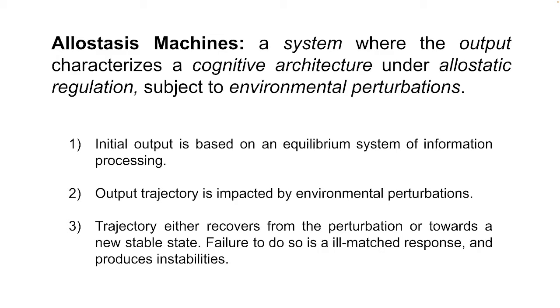Number two is that the output trajectory is impacted by environmental perturbations. So those red arrows in the diagram I showed before are environmental perturbations, and those can be things in the external environment that impact performance. Number three is that trajectories either recover from a perturbation or tend towards a new stable state. Failure to do so is a no-matched response and produces instability. So we'll see examples of this in the talk.